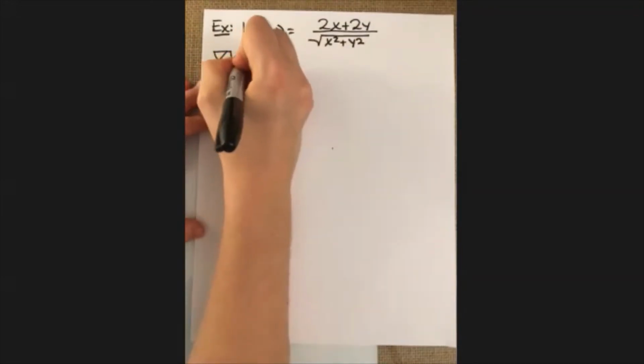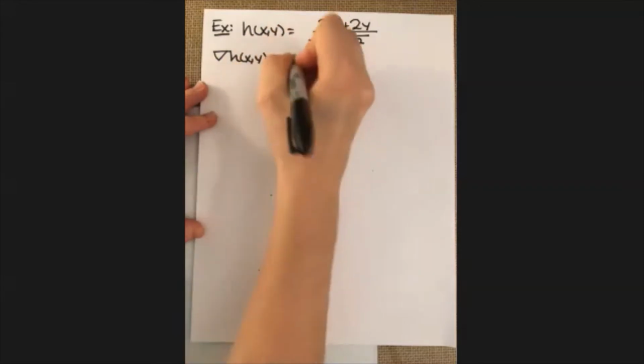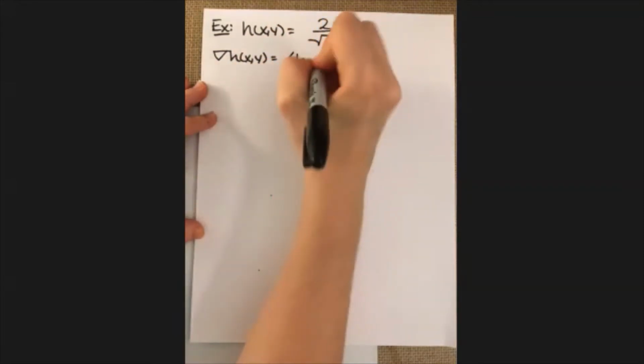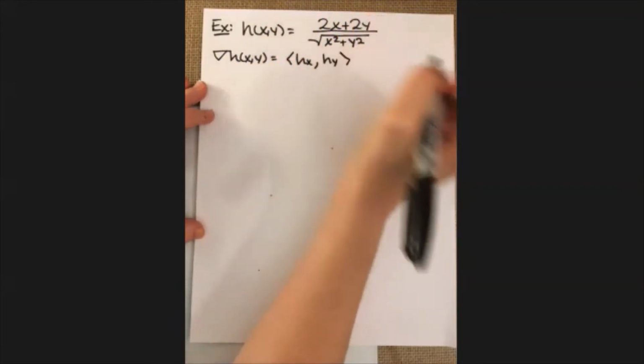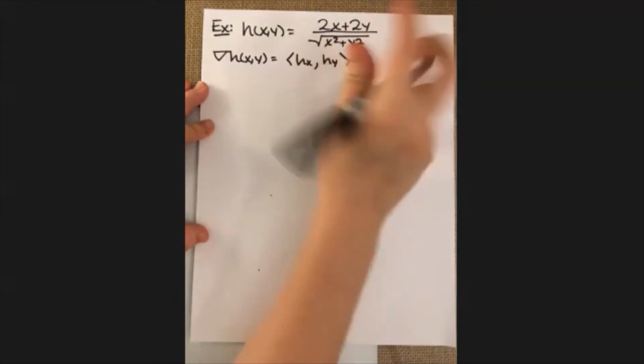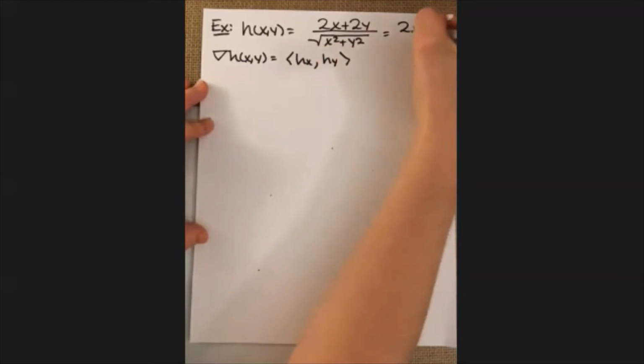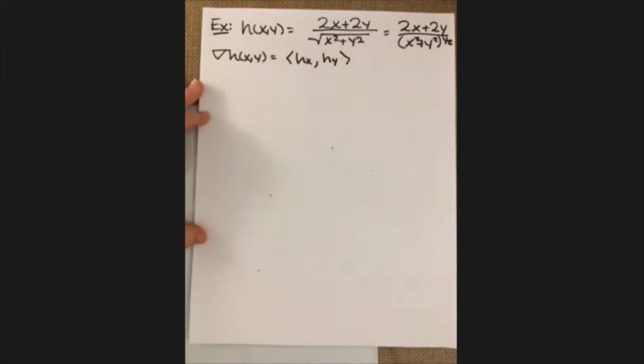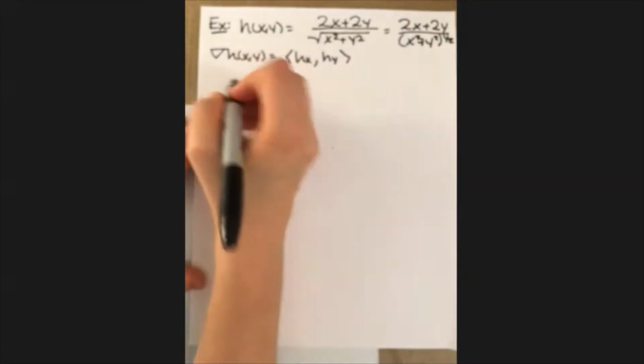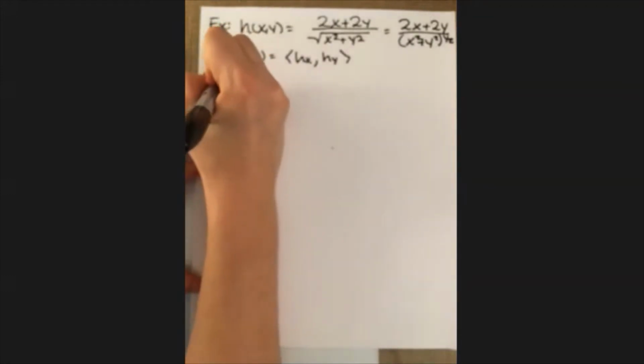So the gradient of h of xy is the partial with respect to x in the first component and the partial with respect to y in the second component. So I'm going to have to take this derivative. I'm going to rewrite it, putting the square root in exponential format. So we have x squared plus y squared raised to the 1/2 down there on the bottom. Okay, so I'm going to take the partial with respect to x.